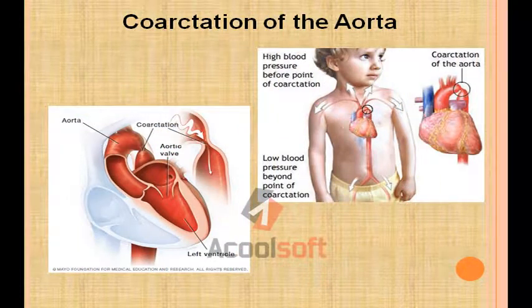For example, coarctation of the aorta, or aortic coarctation, is a narrowing of the aorta, the large blood vessel that branches off of your heart and delivers oxygen-rich blood to your body. When this occurs, your heart must pump harder to force blood through the narrow part of the aorta. Coarctation of the aorta is generally present at birth.